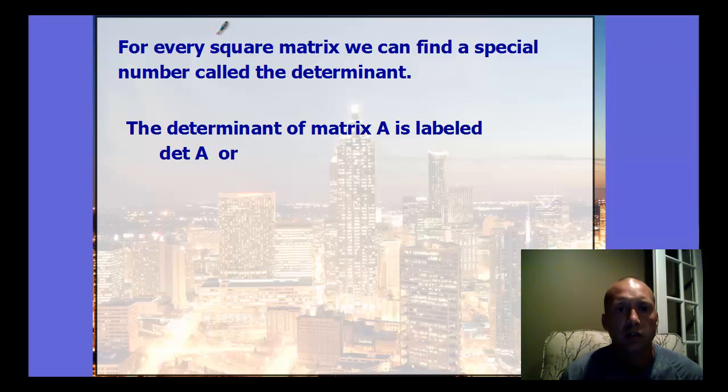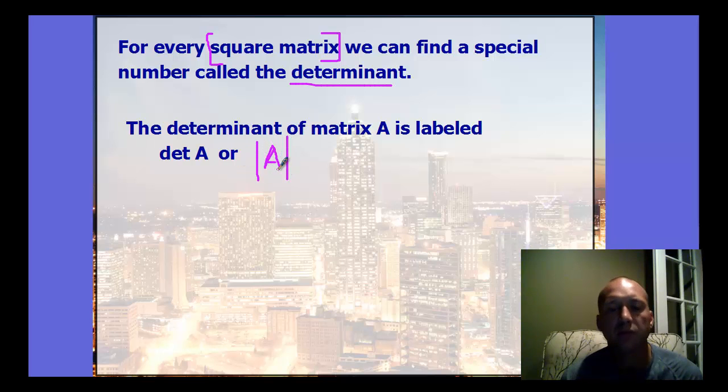So every square matrix, we're talking about square matrices here, we can find a special number called a determinant, and we'll learn some more uses when we do inverses in the coming days. But a determinant is a value, a number, and we use it within things. There are two ways of labeling it. We can say det A, or we just put an A with two vertical lines, which looks like absolute value, but when we're talking about matrices, this means determinant.